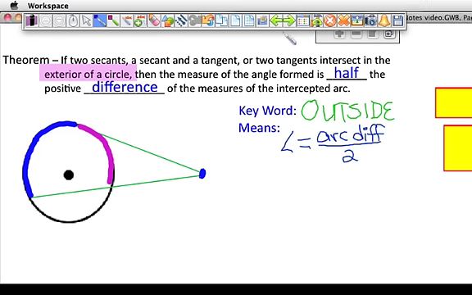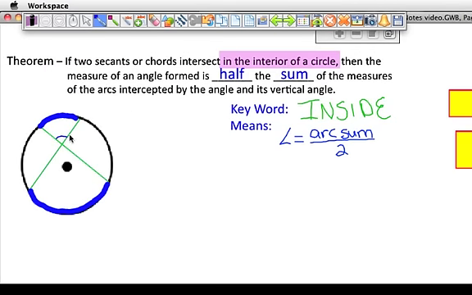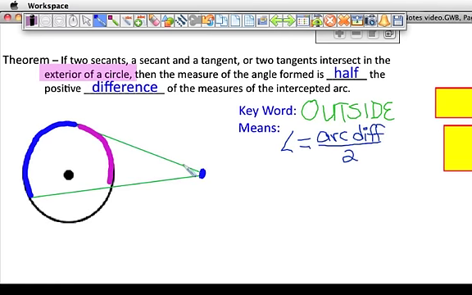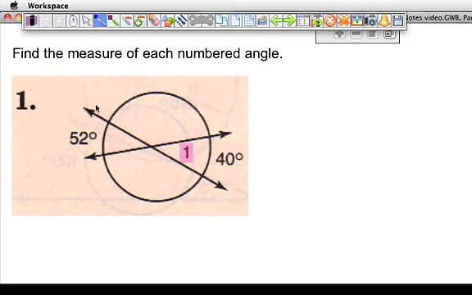So the rules are: when it's at the center, the angle's the same. When it's on the circle, the angle's half the arc. When an angle formed is inside, you add the two arcs together and take half. When the angle's outside, you subtract the two arcs and take half. So I have a few examples on the bottom that I do want to go over with you before you get to class tomorrow.